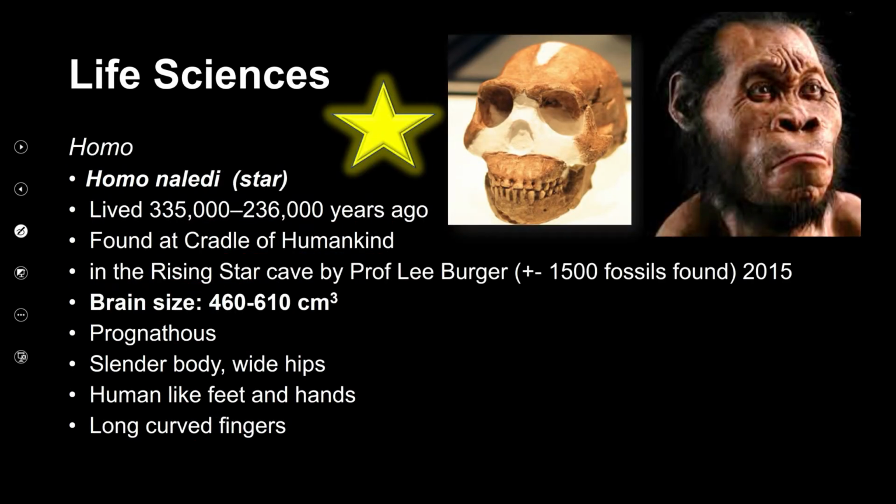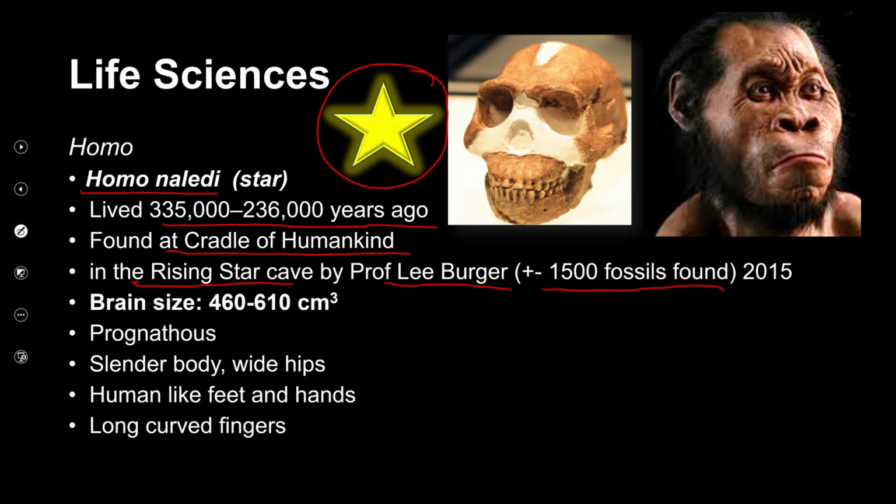Then if we have a look here, we've got another star. So this is another group that we need to study and know well, and that is Homo naledi, and naledi means star. They lived between 335,000 and 236,000 years ago. So they were a more recent species. They were found at the Cradle of Humankind in South Africa, in a cave known as the Rising Star, by Professor Lee Berger, and he found about 15,000 fossils in this cave.